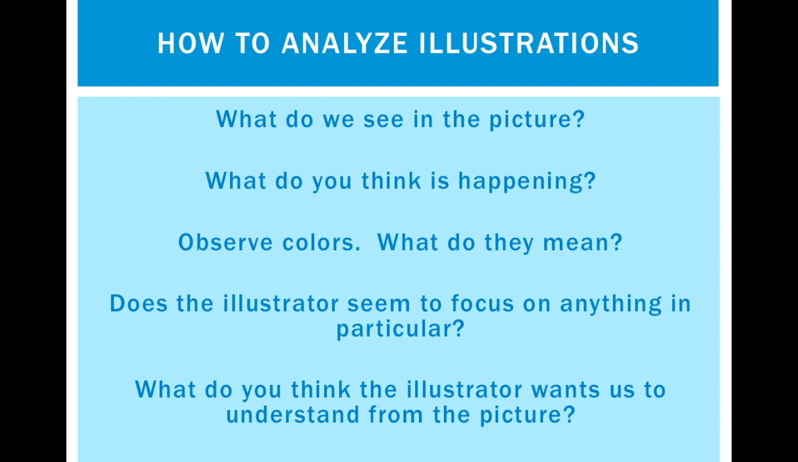Analyzing text illustrations gives readers a deeper understanding of the text. A few different ways we can analyze illustrations is to think about what we're seeing in the picture, think about what is actually happening in the picture, observing the colors and what they mean. Brighter colors are going to mean something different than, say, darker colors. Does the illustrator seem to be focusing on anything in particular? And finally, what do you think the illustrator wants us to understand from the picture or the image in front of us?